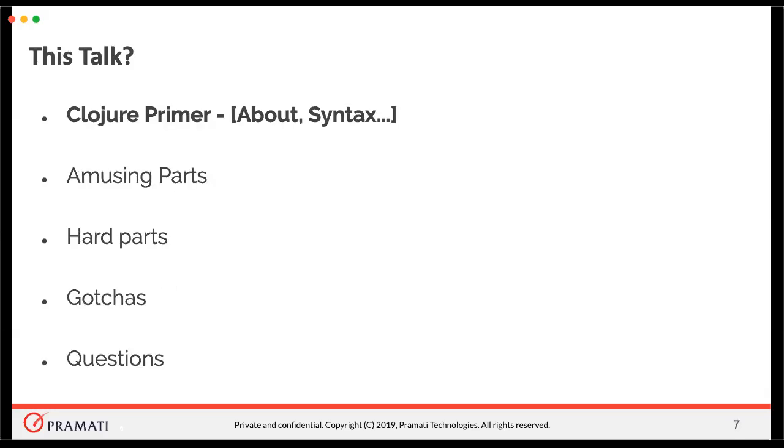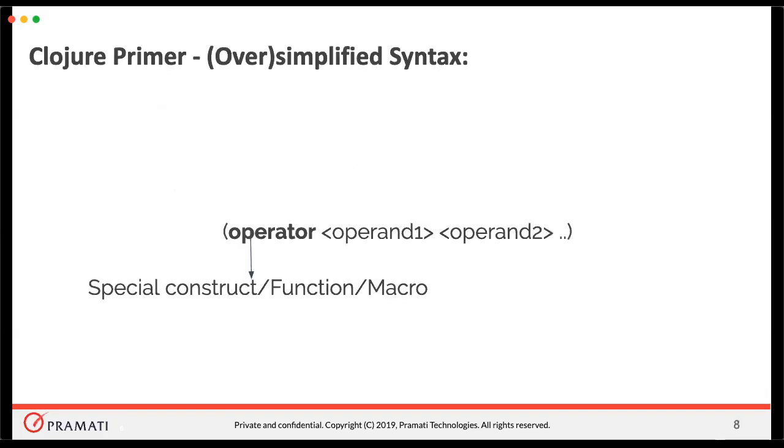Let's move on to syntax. I'd like you to pay close attention to the Clojure syntax, as we'll be using this in the upcoming slides. So that's how the Clojure syntax is. Any Clojure expression that you see will follow this syntax. You'll have an operator followed by the operands enclosed within parentheses. An operator can be a special construct, a function or a macro.